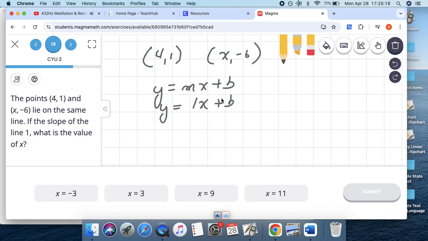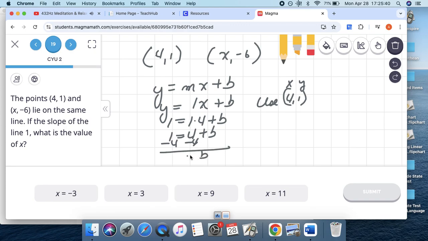We can find the y-intercept. Okay, so pick a value. I'm going to use (4, 1) and plug it in here. Remember this is my x and this is my y. So I get 1 equals 1 times 4 plus b. 1 equals 4 plus b, minus 4 on both sides, and b equals negative 3.